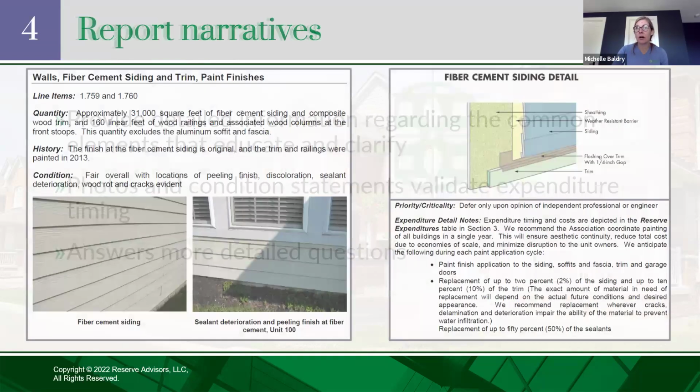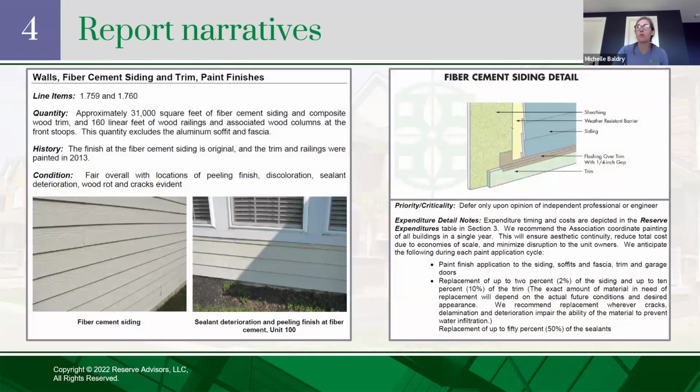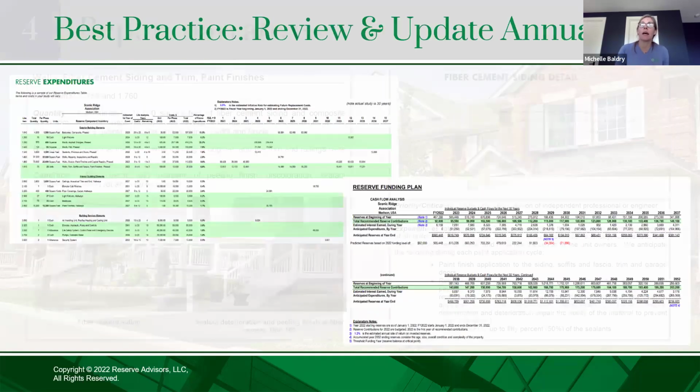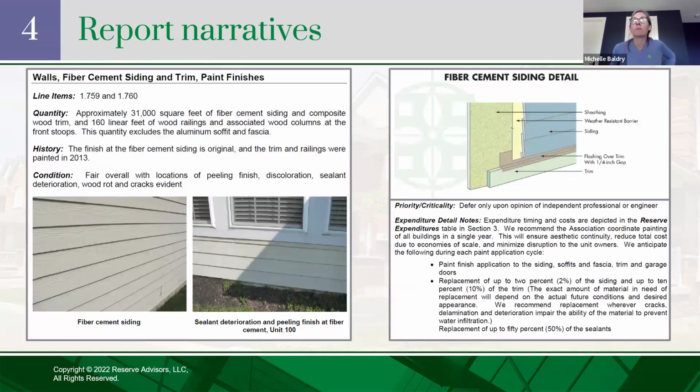This is a section of our report narrative, so everything will be quantified. So when we say the siding and trim need to be painted, well, what does that mean? What is that comprised of? And so this is where we're explaining, okay, well, that also includes the wood railings and the columns, but it doesn't include the aluminum soffit and fascia, right? So this is where we're going to explain what's included.